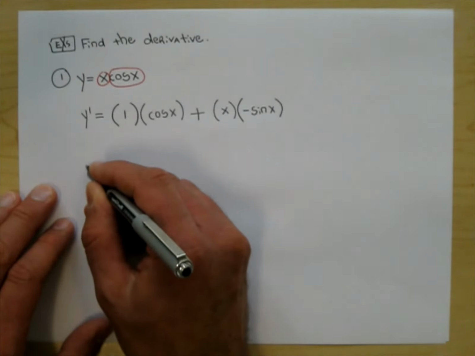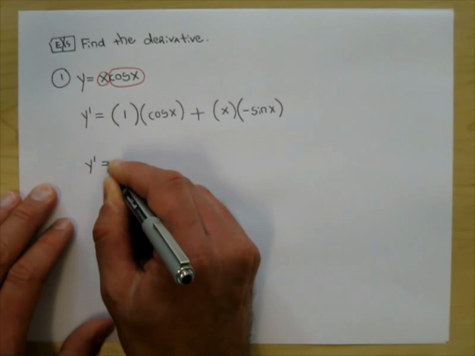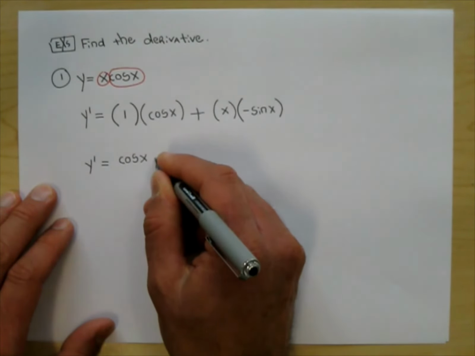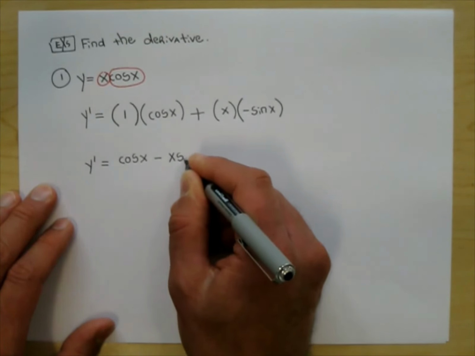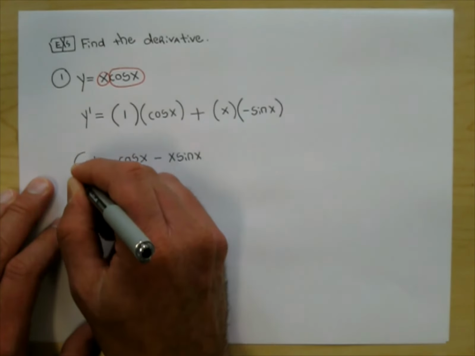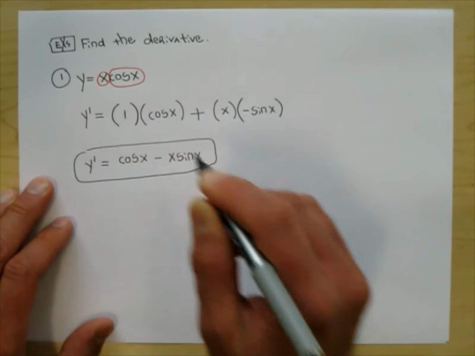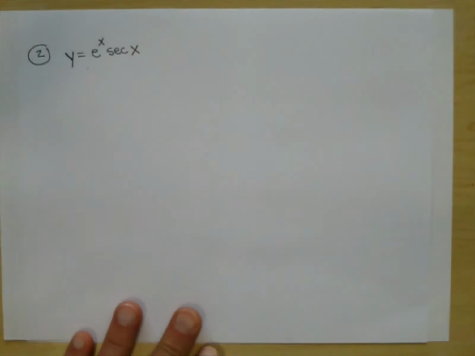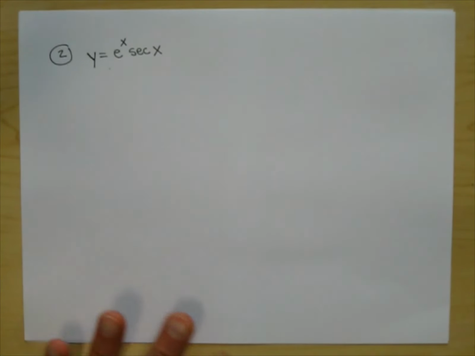So let's clean this up. We have y prime equals the cosine x minus x sine x. And there's really nothing more you can do with that except put a box around it. There's the answer to problem number 1. Okay, let's go do another problem that's kind of similar. And so when you do your homework, all you're doing is using those shortcuts.